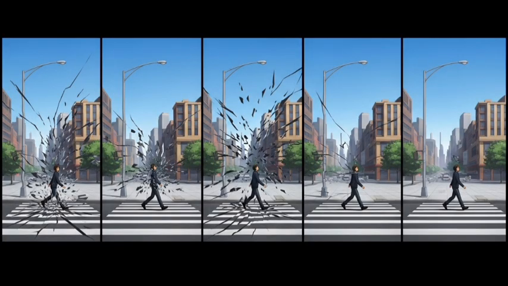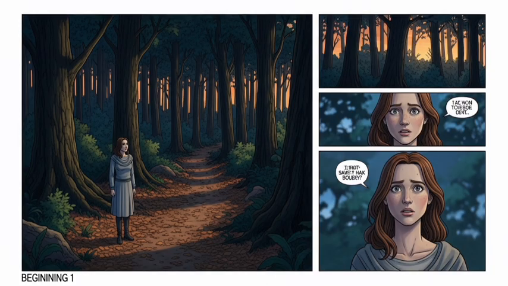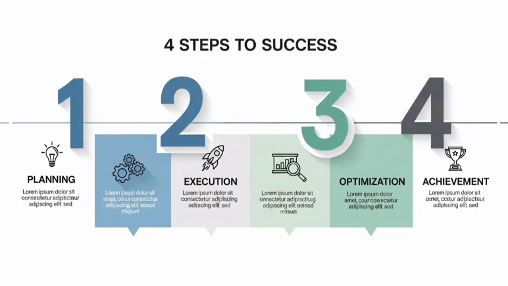But the good news is that there is a simple workflow that solves this problem. And once you understand this process, creating consistent animated videos becomes much easier. In this video, I'm going to walk you through a step-by-step method that helps you keep your characters consistent from the beginning of the story all the way to the final scene. We're going to cover 4 main steps.